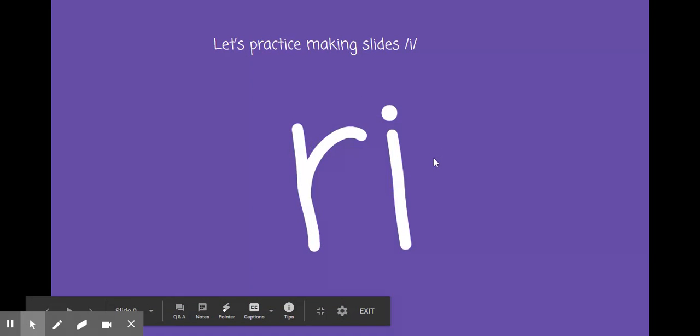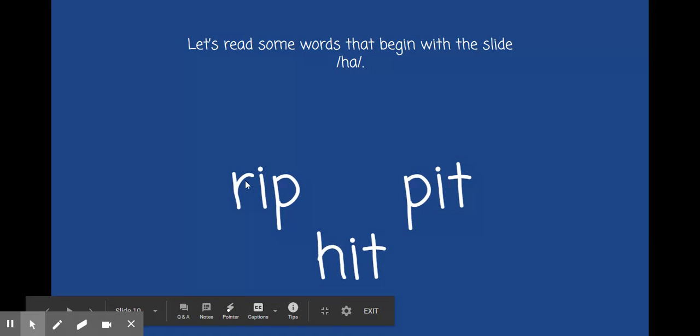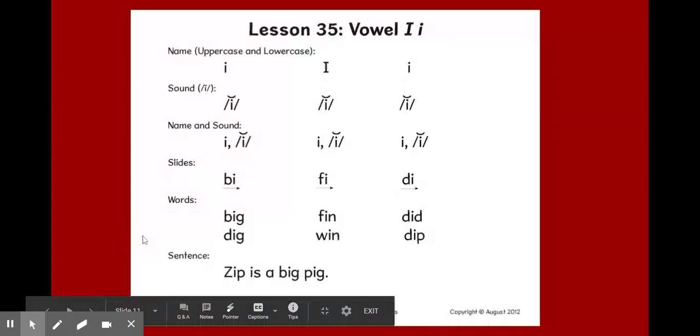We're going to make some slides with I. So we have R-I, and that says ri, like in rip. I try not to rip my paper. P-I says pi, like in pit. I try not to fall in the pit. Then H-I says hi, like in hit. I hit the ball across the field.